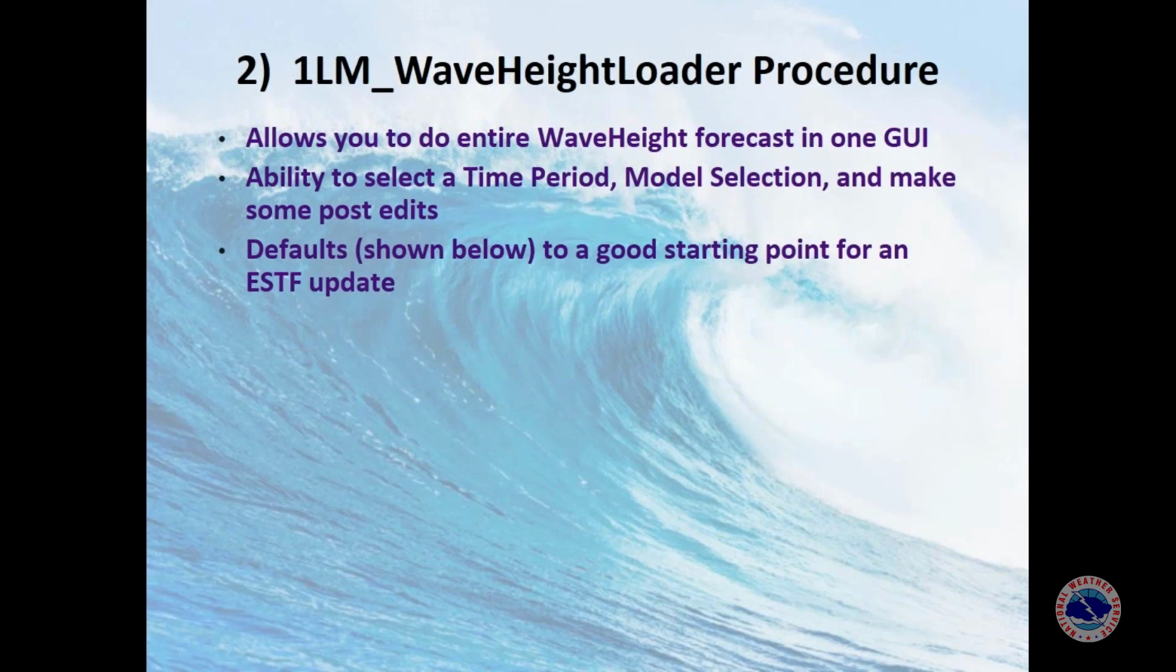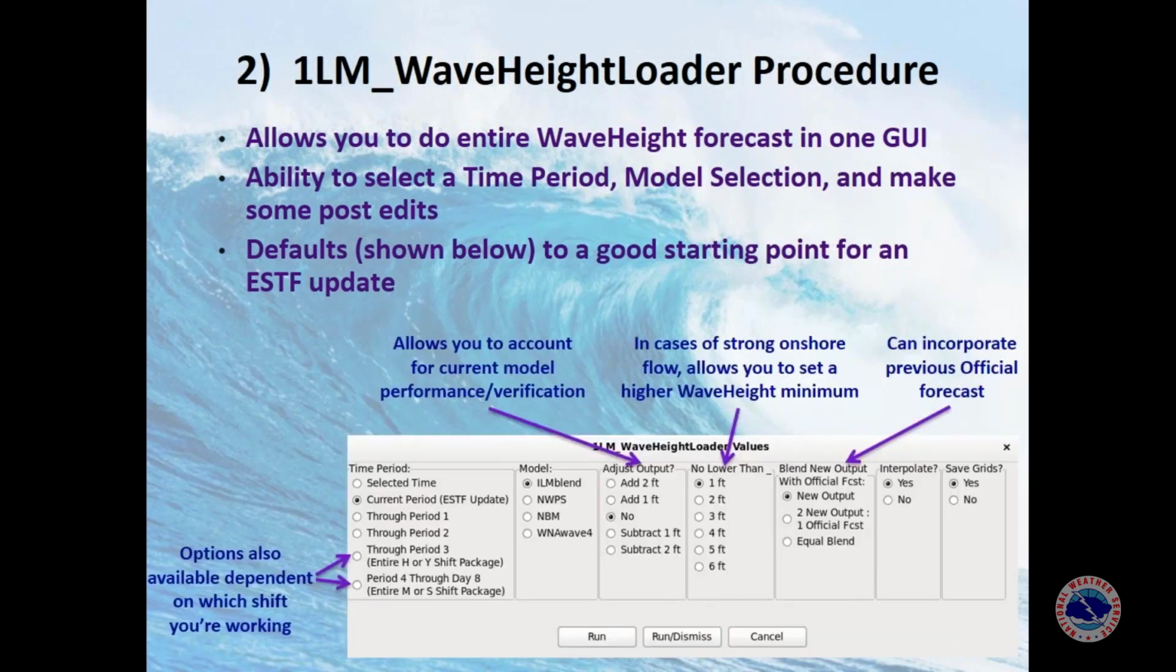So the wave height loader procedure allows you to do the entire wave height forecast in one GUI, and you can select different time periods, models, and make some pretty minor but efficient post edits. The defaults shown below are good starting points to work off of. On the left, there's options to run it for your shift. For instance, I use through period 3. I'm going to do that this afternoon for my 8 shift.